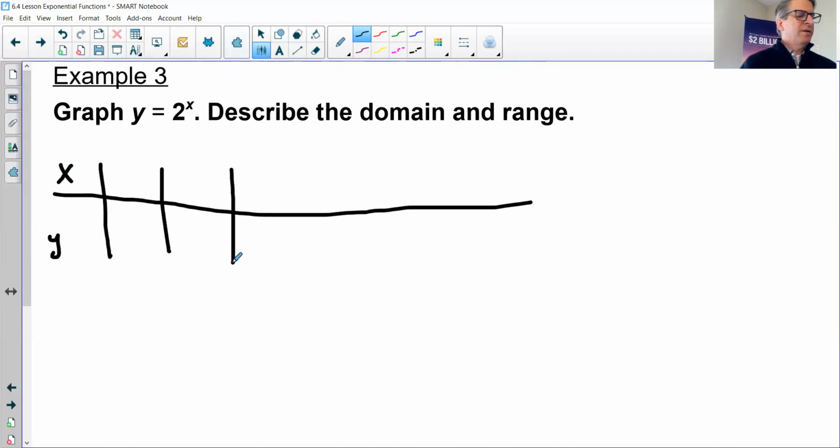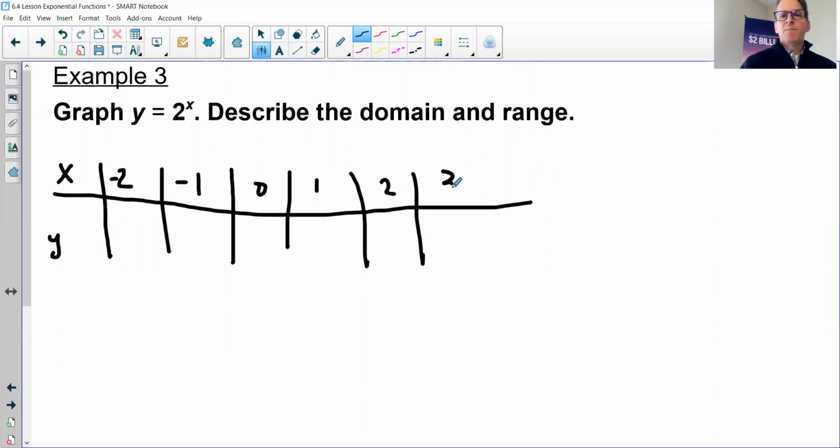So some of our favorite values would be starting at -2, -1, 0, I could keep going, 1, 2, and 3. So I'll do some mental math here. If x is -2, I would have 1/4 for y. 2 raised to -2 would be 1/2 to the second, which is 1/4.